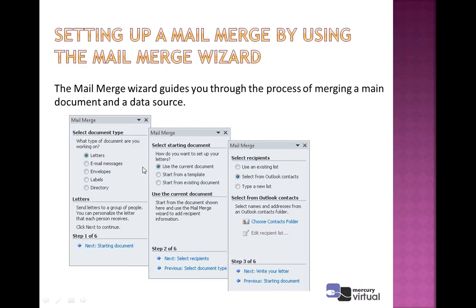So these are the three figures available. You can use first of all either letters, email, and so on. And then you select the document: use the current document, start from a template, start from an existing list. As you see, these are the radio buttons available, meaning you can select either this. And then use Select Recipients. You can use the existing list, meaning an already built list. You can type a new list. You can select from the Outlook contacts. So you can use all these things for creating the mail merge.